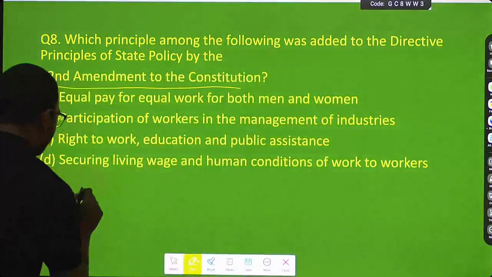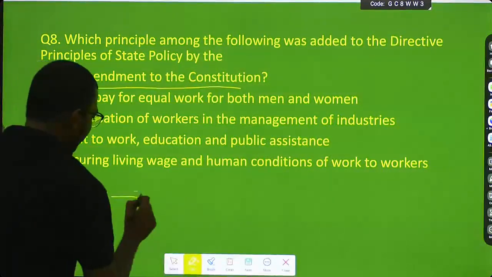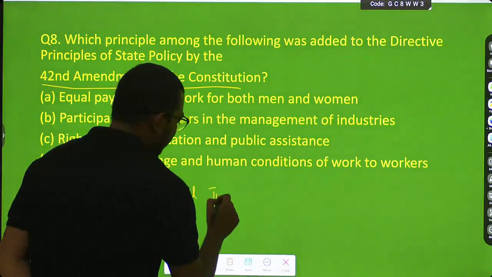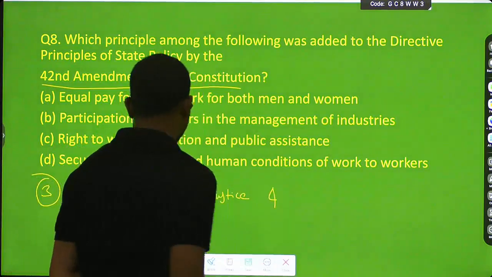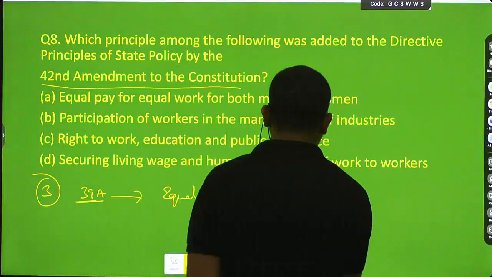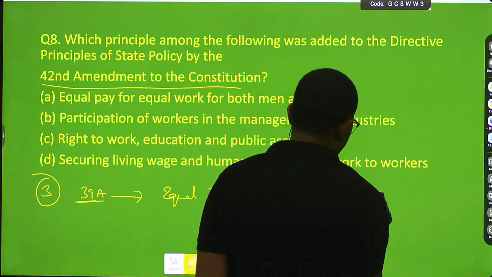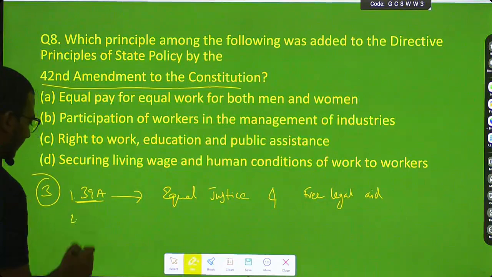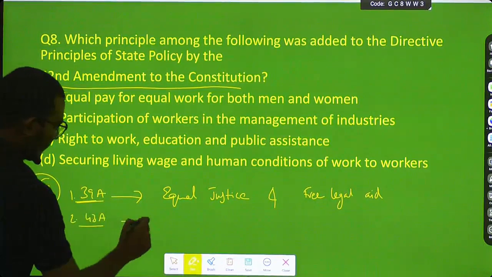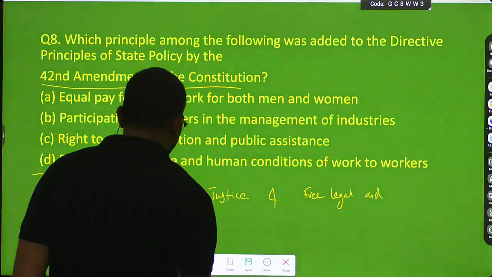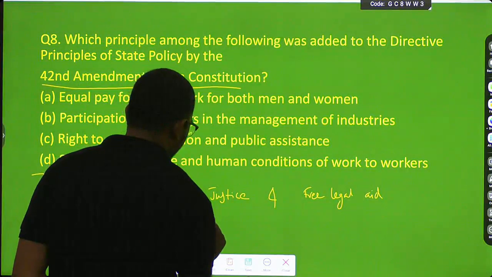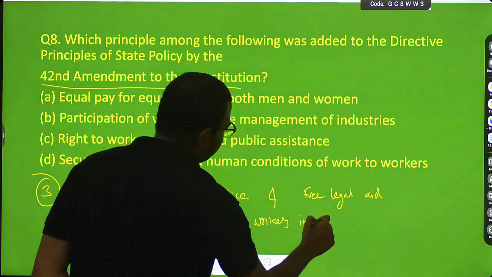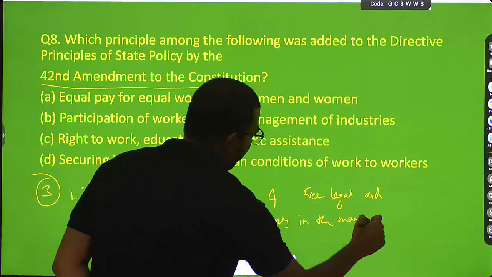First one is Article 39A, equal justice and free legal aid. Three articles we have added. First one is 39A and second one is 43A. So 43A is participation of workers in the management.